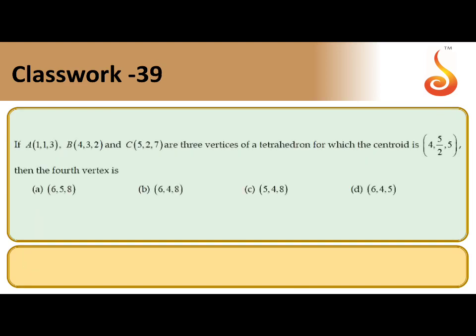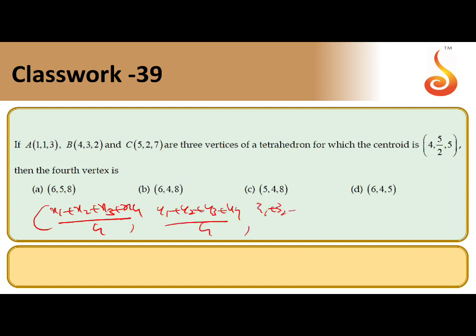Next, the next question. The points A, B, C are three vertices of a tetrahedron whose centroid is (4, 5/2, 5). Then find the fourth vertex. We have the formula for the centroid of a tetrahedron: (x1 plus x2 plus x3 plus x4) by 4, (y1 plus y2 plus y3 plus y4) by 4, (z1 plus z2 plus z3 plus z4) by 4. The centroid is given, and we want the fourth vertex, x4, y4, z4. The other three vertices are given.